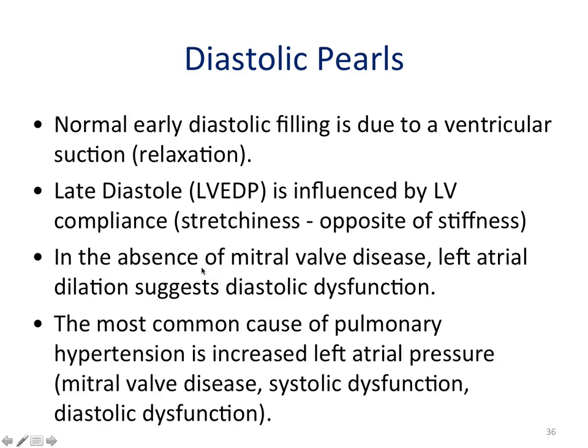In the absence of mitral valve disease, if you have a big left atrium, you can bet that the patient probably has diastolic dysfunction. And the most common cause of pulmonary hypertension is a high left atrial pressure, whether it's from mitral valve disease, systolic dysfunction, or diastolic dysfunction.